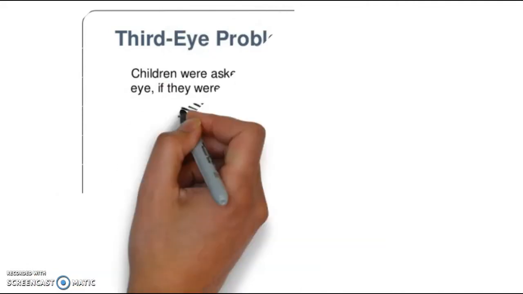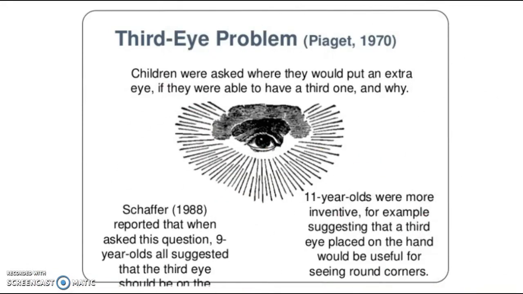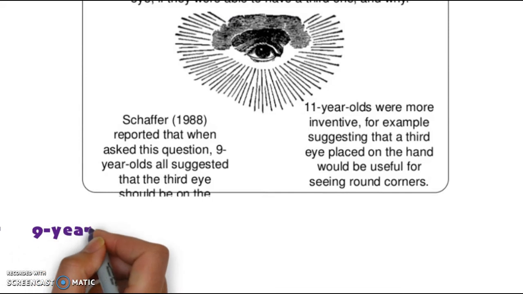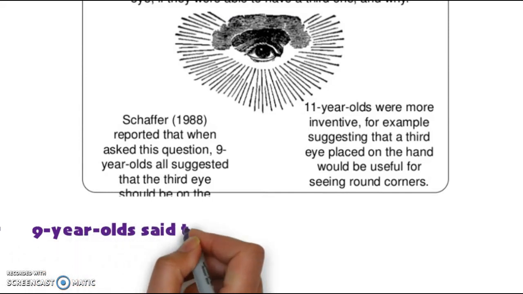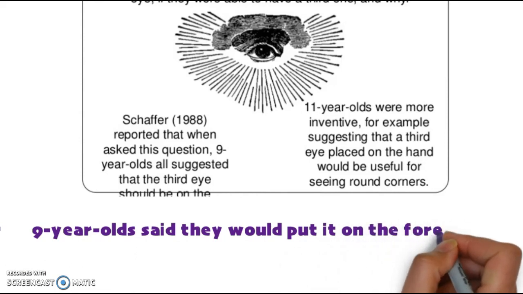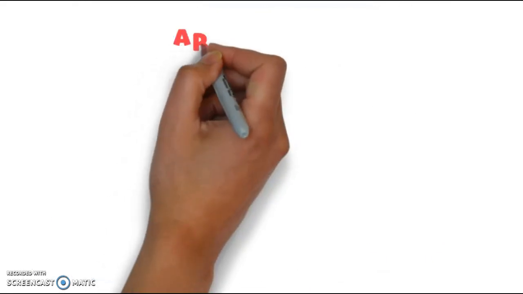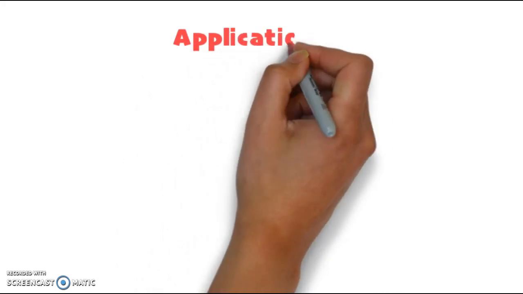Piaget tested the formal operational stage by creating the third eye problem. He asked the children where they would put their third eye if they had one. According to Stauffer's 1986 report, most of the 9-year-olds said they would put it on the forehead, while the older children were able to come up with more creative ideas, like they would put it on the hand because it's more convenient.